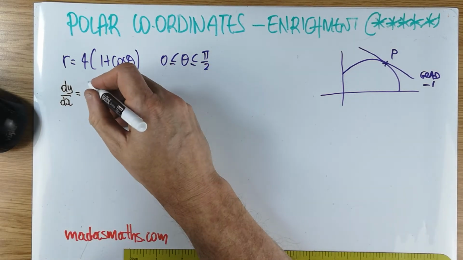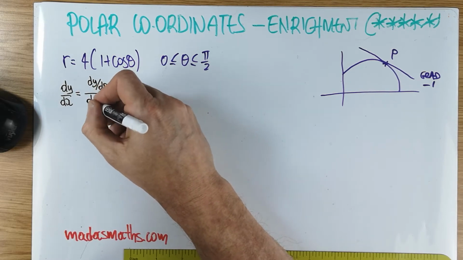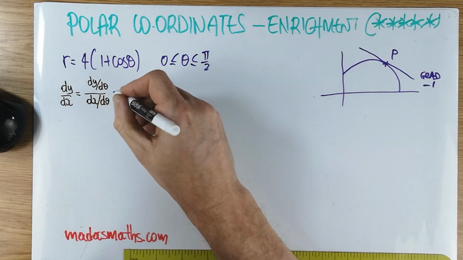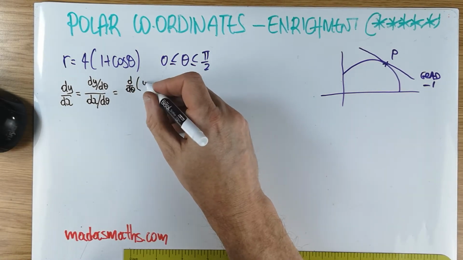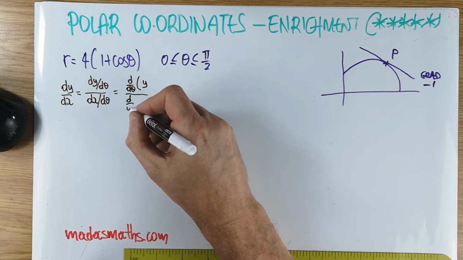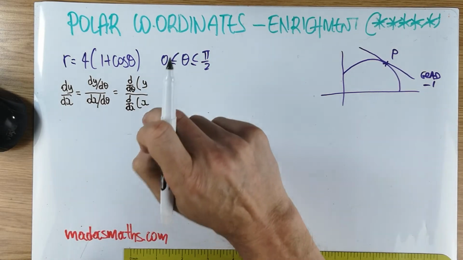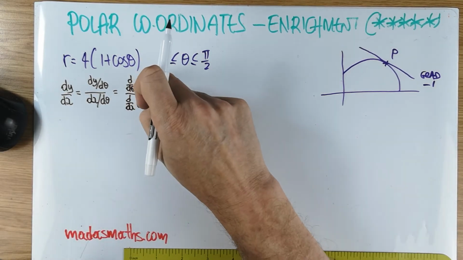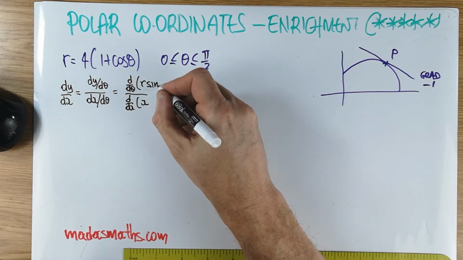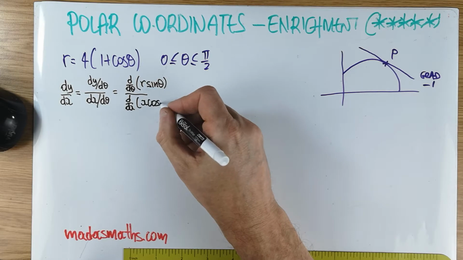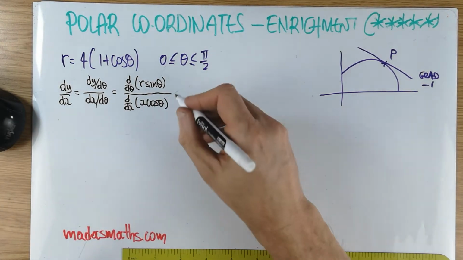All right, I'm going to divide top and bottom by d theta. So dy by d theta over dx by d theta. And of course, that means d by d theta of your y and d by d theta of your x, but there's no closing the brackets because I'm going to replace them in a minute, if you're just wondering. So what is my y? My y in polar coordinates is, of course, r sine theta, and my x is r cos theta. All right, so now I need to carry out these differentiations.